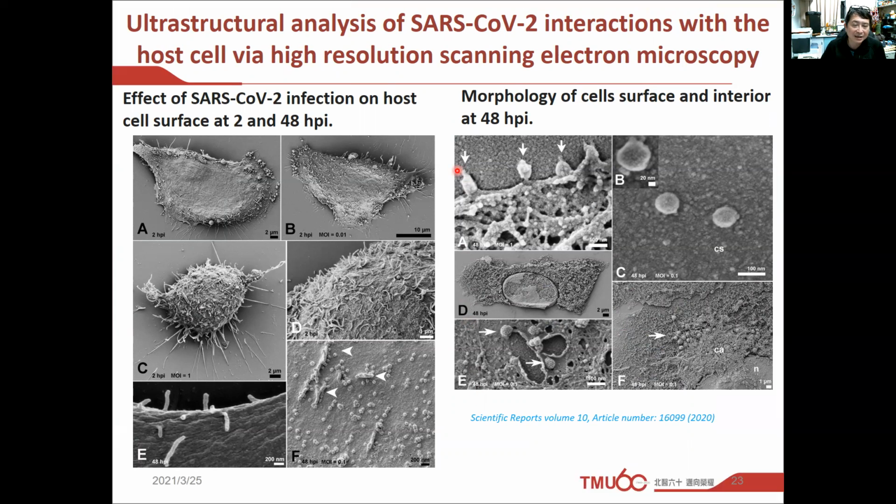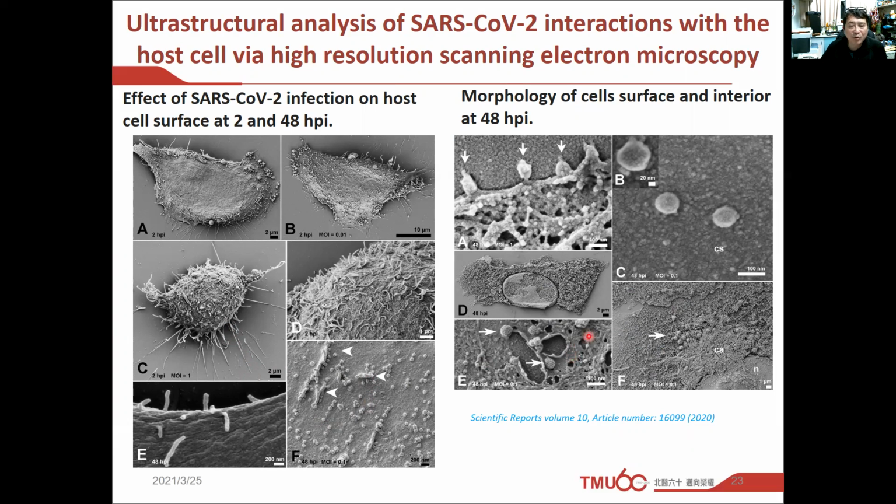You can see what we observed after virus infection at 2 and 48 hours. You can see changes in the morphology of host cells. Cells are growing pseudopodia structures, spike structures from the cells. And later on, you can see a lot of budding progeny of the virus budding out from those pseudopodia or line structures.